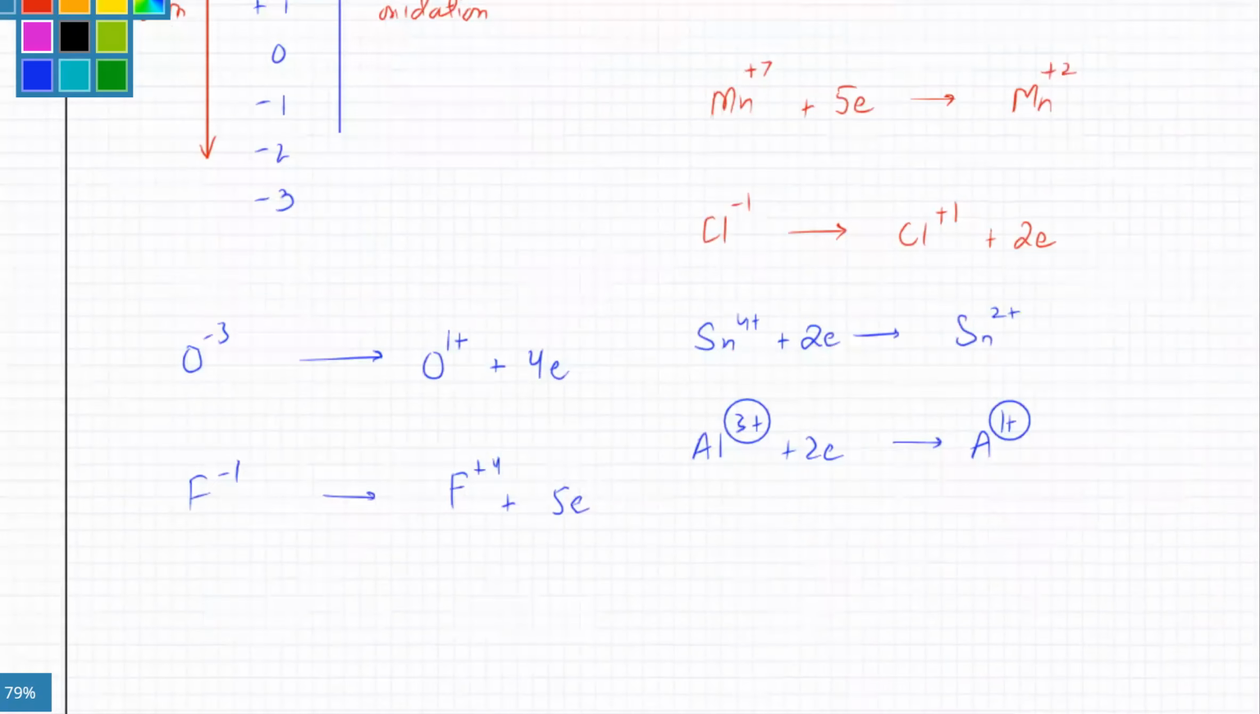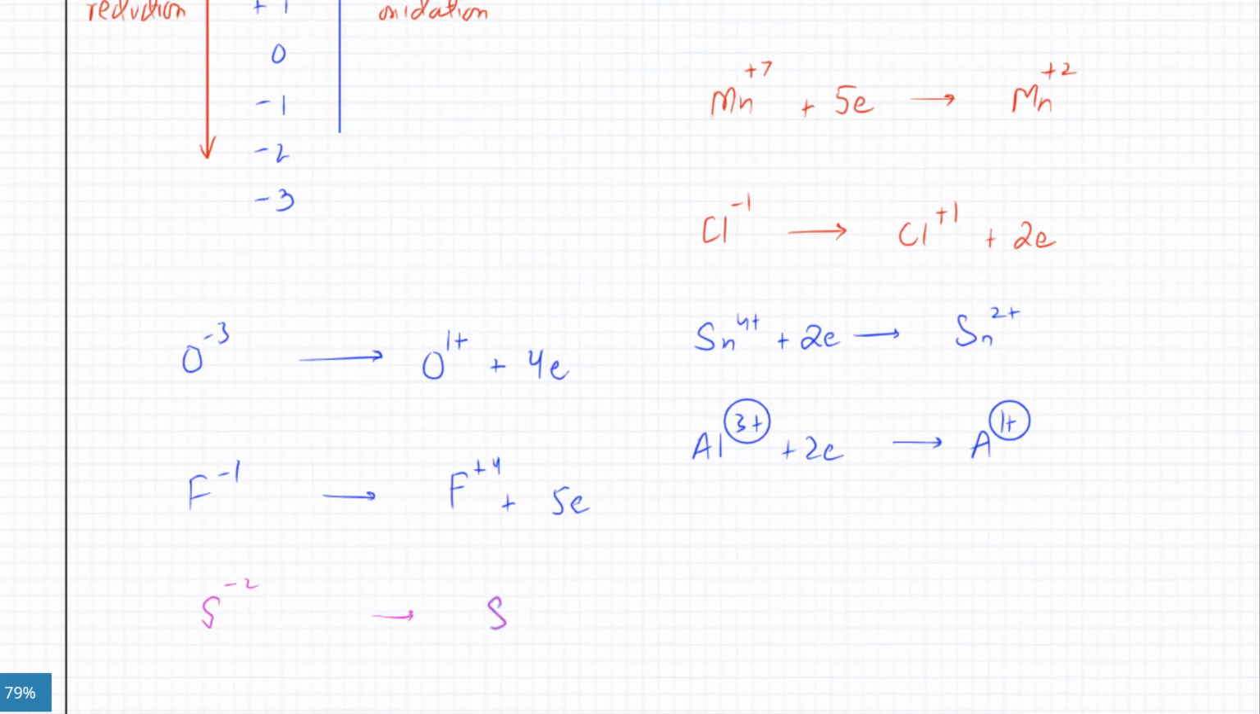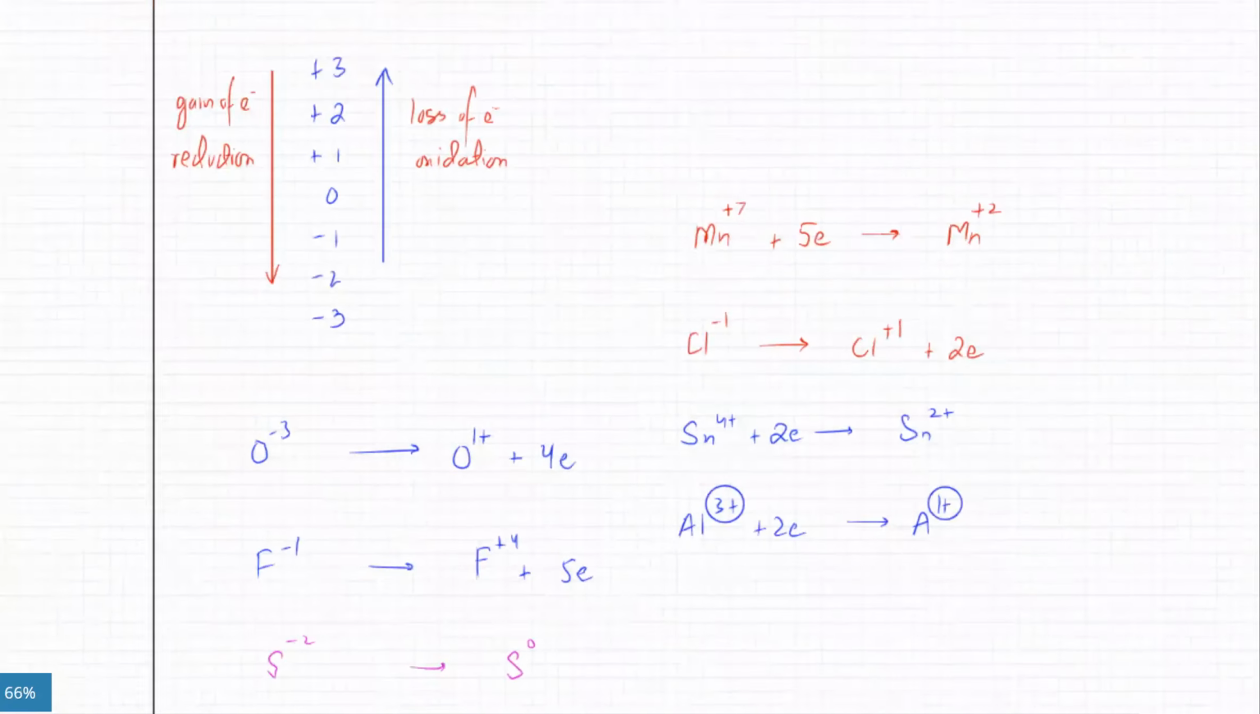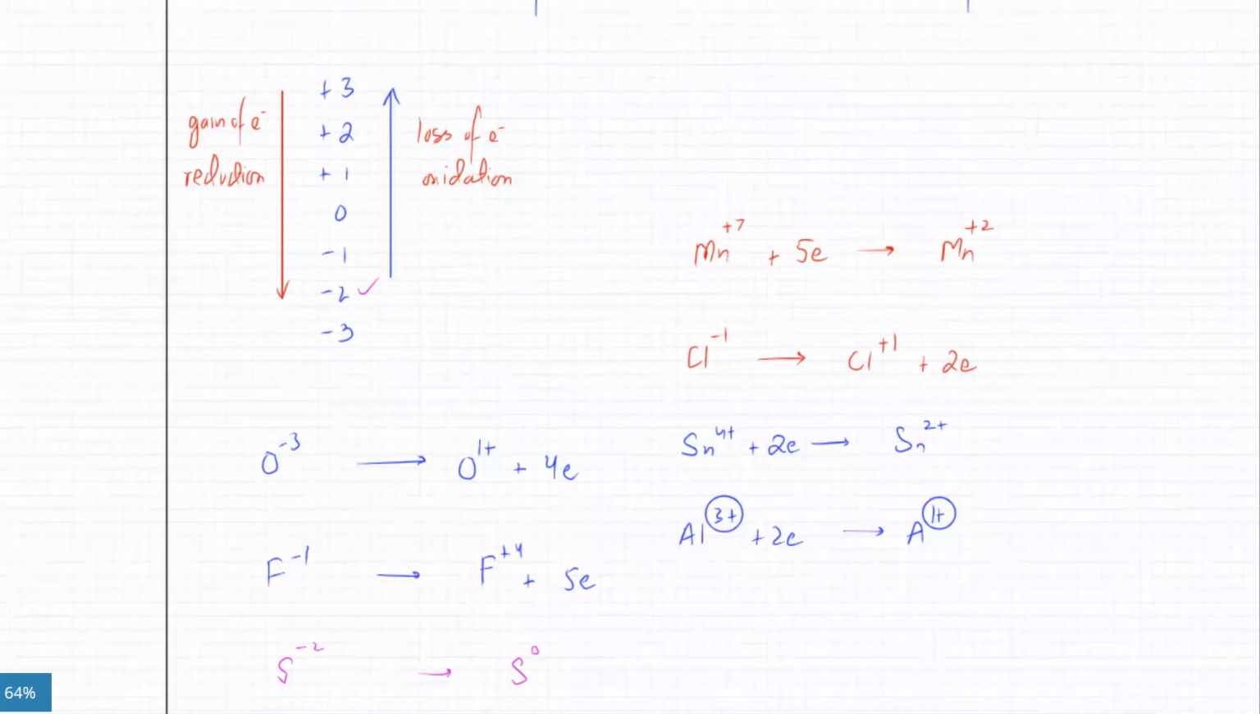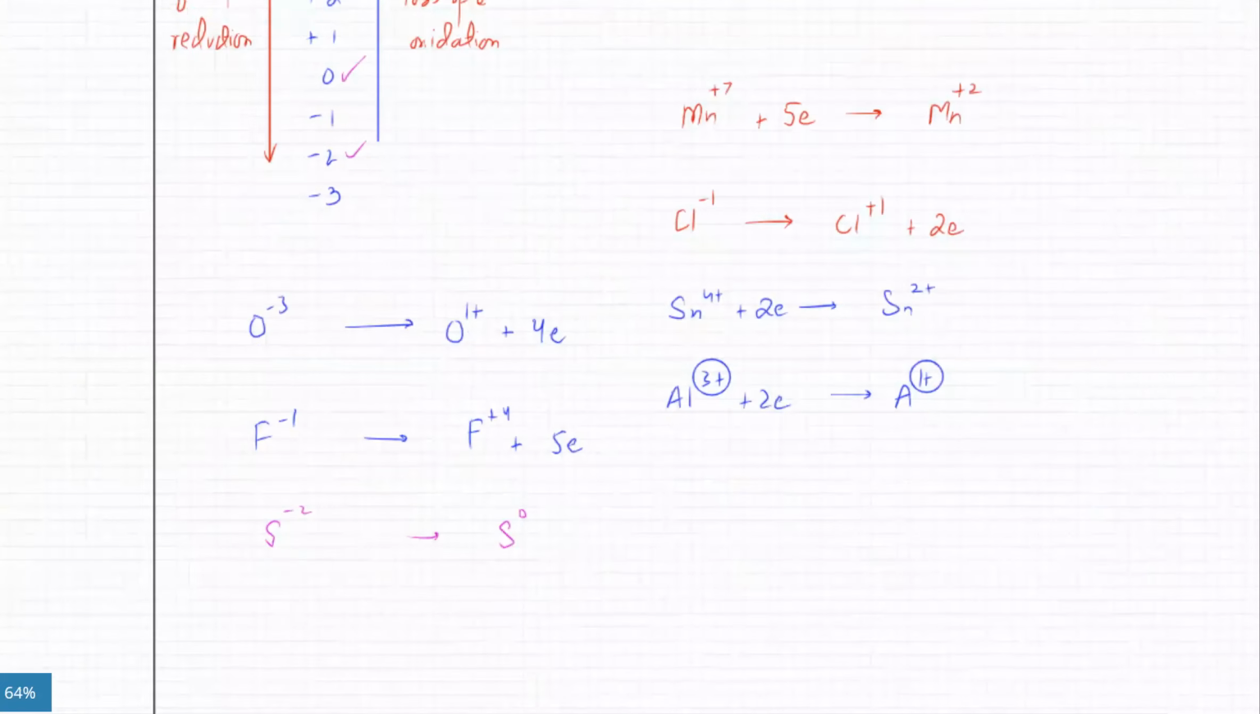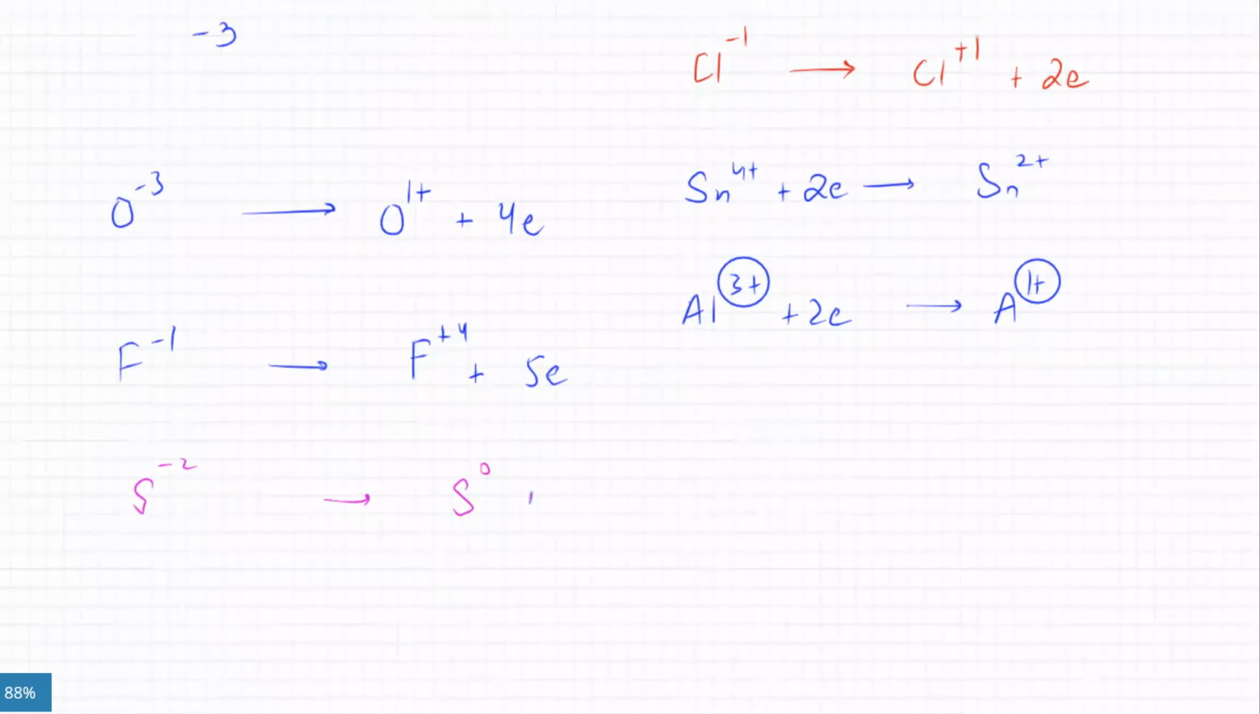Let's do 2 more questions. Sulfur -2 to sulfur 0. What happened here? Oxidation. So the charge is increasing. That's an increase in oxidation state. -2 to 0, you're moving up. That's a loss of electrons, a loss of 2 electrons.